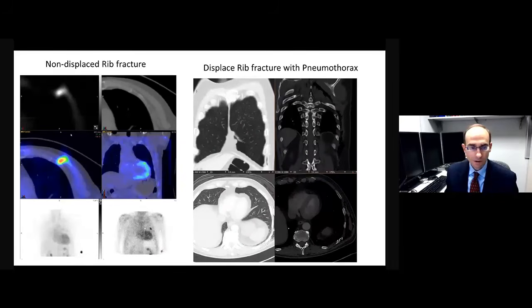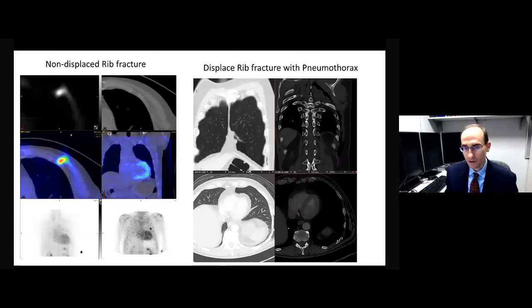You can notice here on the planar image, there is increased radiotracer activity. When you use the CT to anatomically localize it, it localizes to a rib. If you look here at the CT, there's maybe some very subtle buckling or irregularity of the rib. If you looked at it compared to other ribs, it'd probably look a little more buckled. And this is a really common finding, which is a healing non-displaced rib fracture.